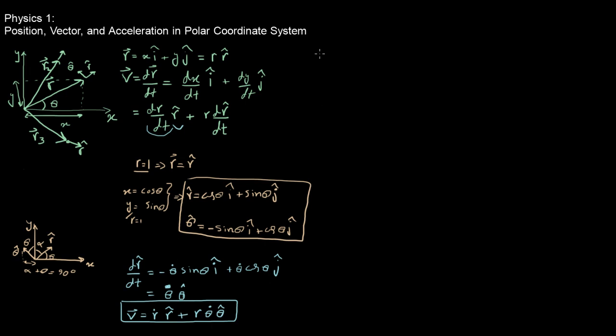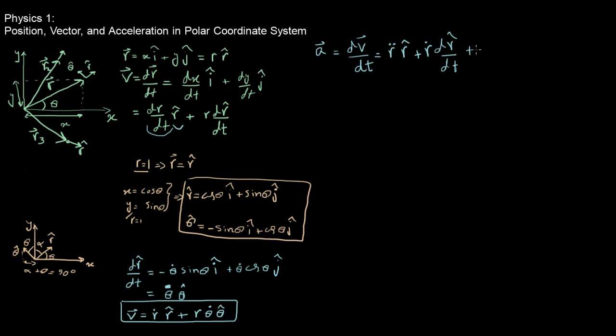So now let's find a, the acceleration vector. So dv/dt equals, now I need to take a derivative of this expression. So it's r double dot r hat plus r dot dr hat/dt plus, now I'm done with this expression.